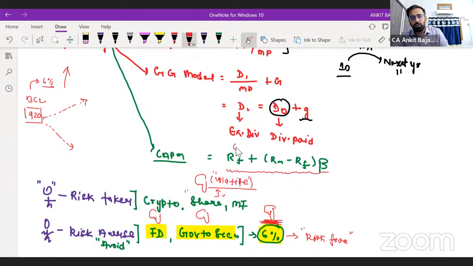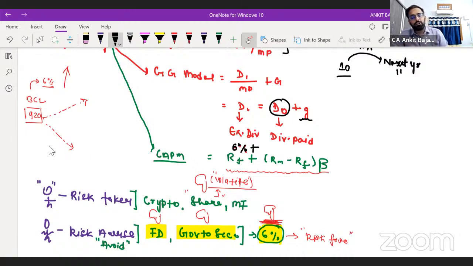So obviously, first, what is going to be your expectation? Bare minimum you want 6%, because here the risk-free security is giving you 6%. So minimum you will be expecting 6% return. Now, you want more return because you are taking market risk.